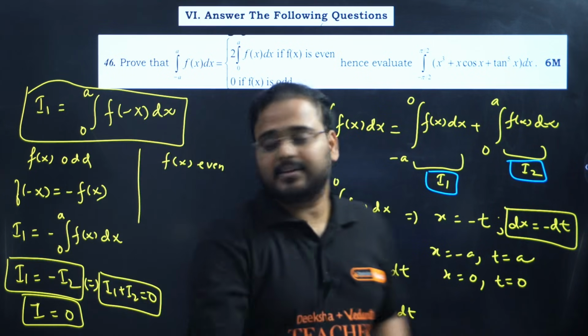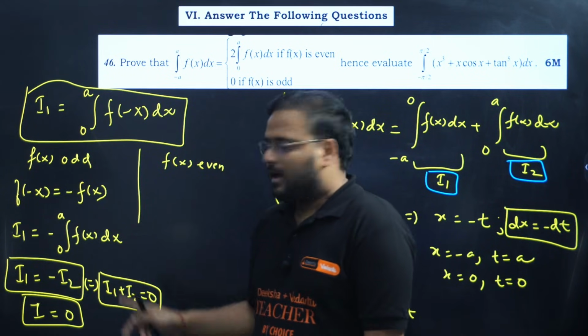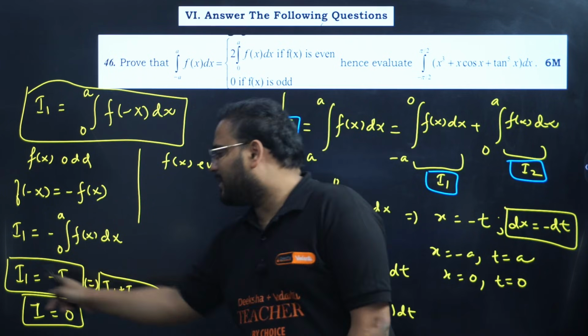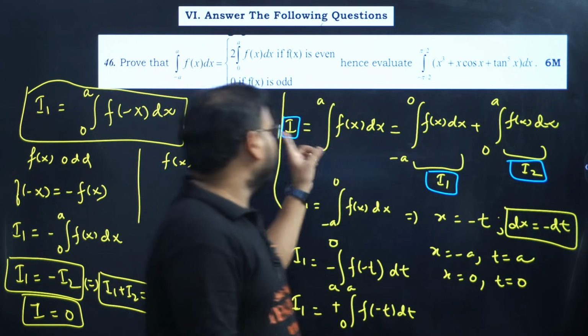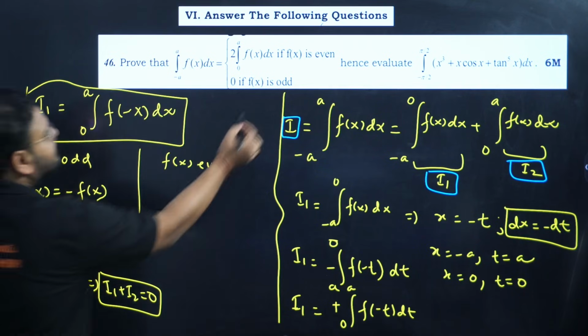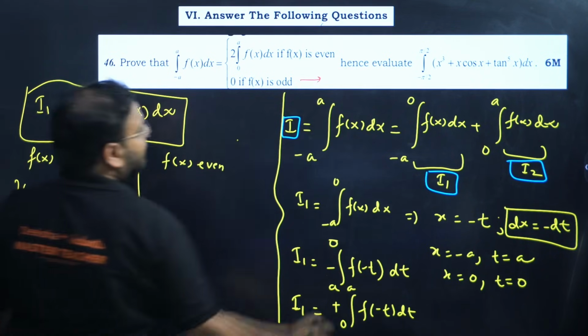Three statements are there. I1 becomes equals to minus I2 because of odd function, and if you take the I2 over there, it will become I1 plus I2 is 0, and I1 plus I2 is nothing but the integration I, hence I is 0. This is your odd part.